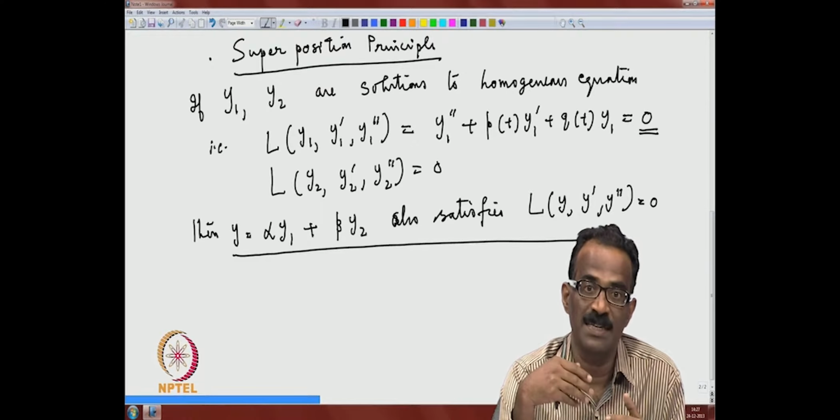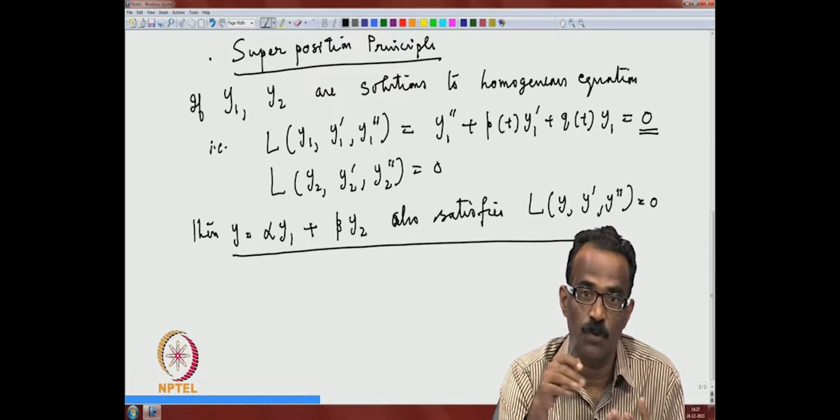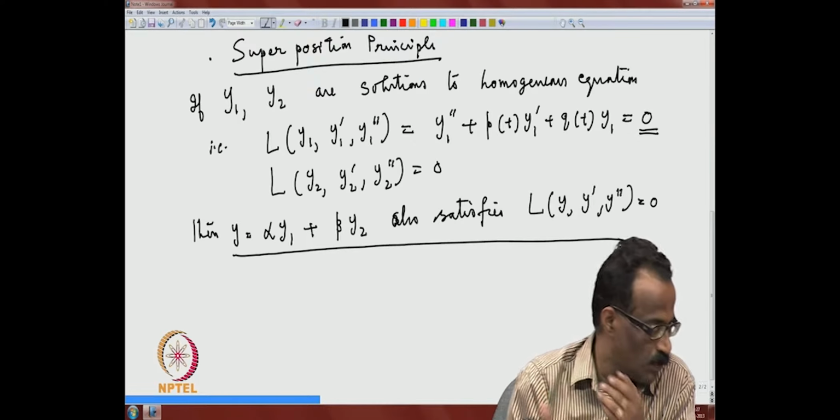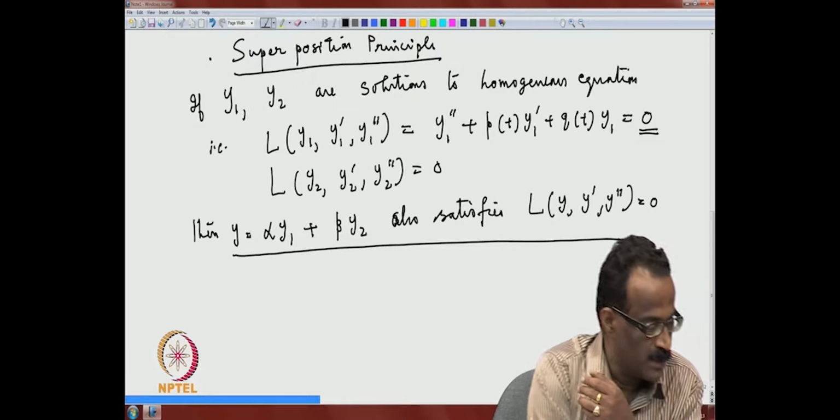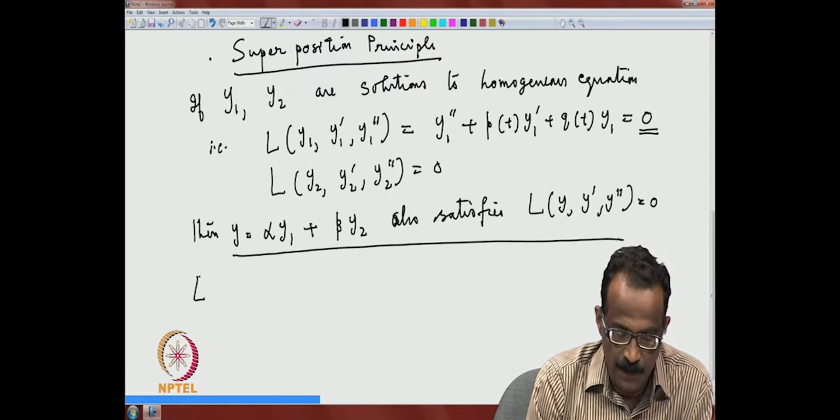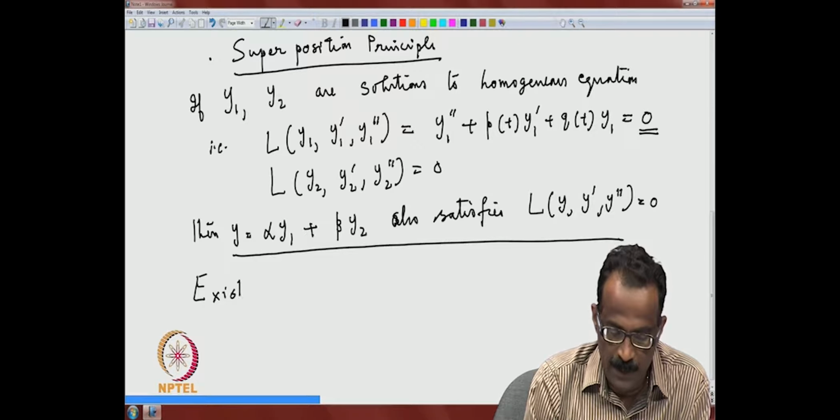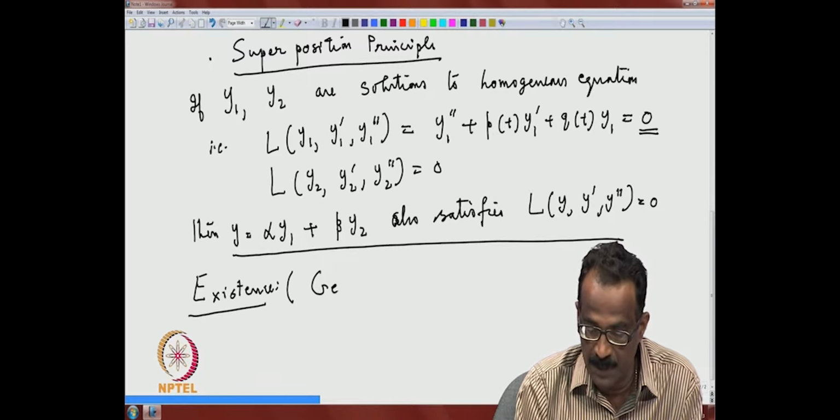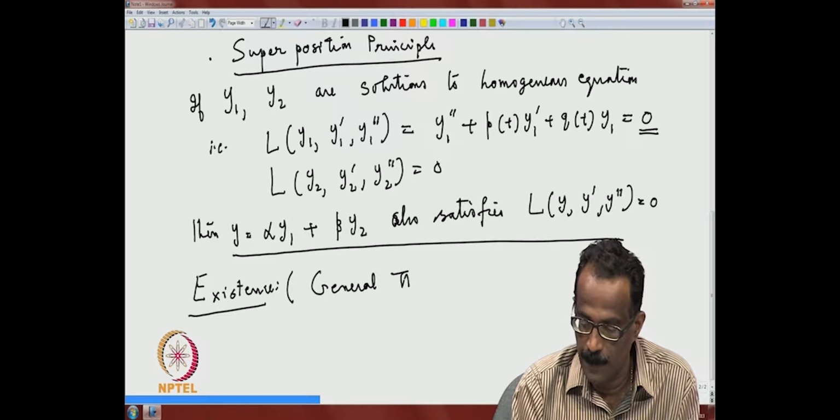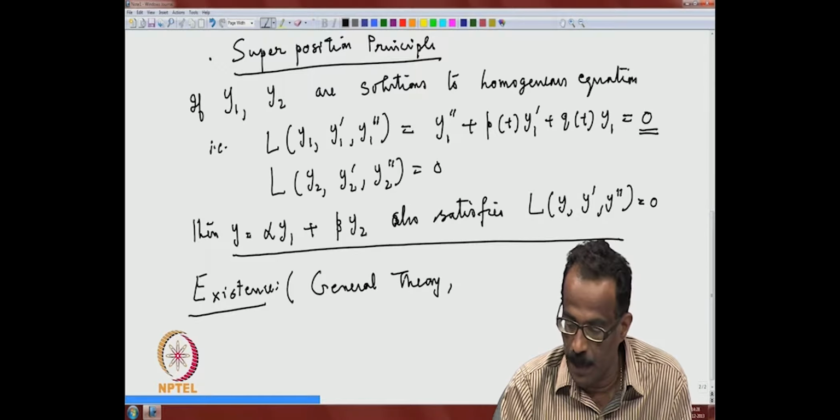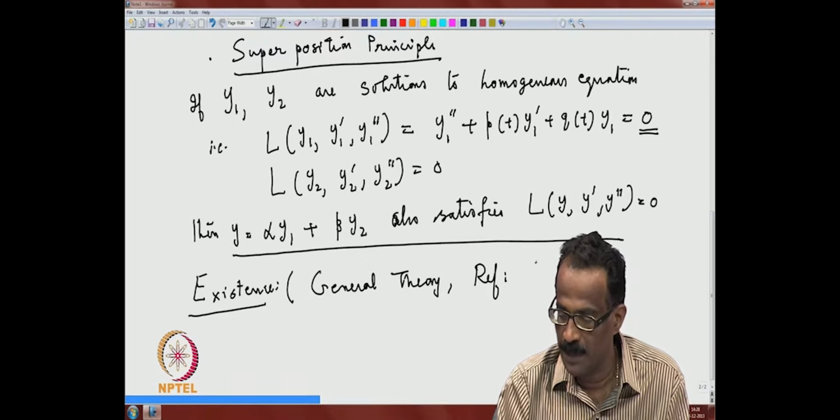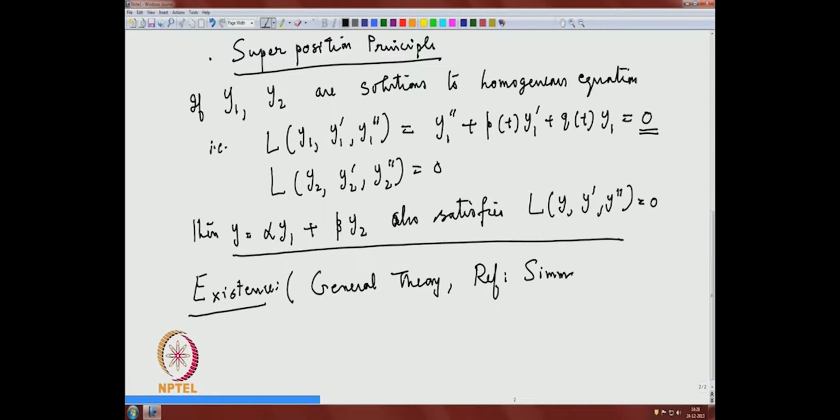So, we want to understand the structure of the solution space, but there is no way to determine the solutions, and that is what we are going to study in this situation. Regarding existence, this will follow from the general theory, which you will be studying, or one can also refer to any book. For example, you can refer to the book by Simmons to see a proof of existence. So, we are not going to prove the existence theory, but let me just state it.